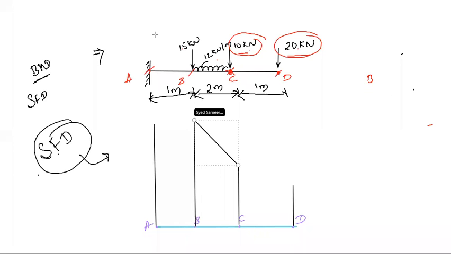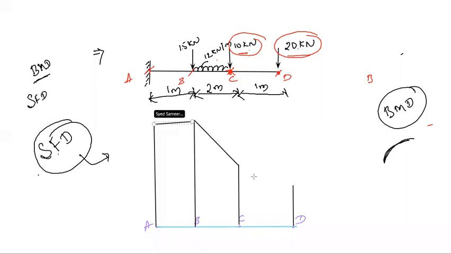Whereas if you are drawing the bending moment diagram, if there is a UDL, then it should be parabolic. If you are drawing the shear force diagram, when it is subjected to UDL, it should come as an inclined line. If it is a BMD, the bending moment diagram should be parabolic. And the remaining are nothing but straight lines. Here we have a straight line, and here we have a straight line from here to here.